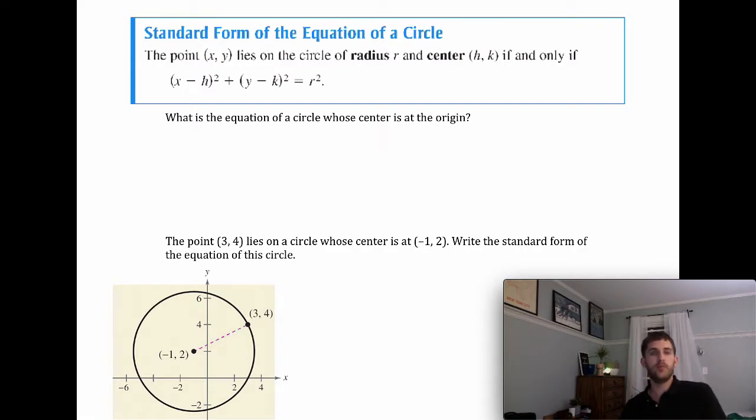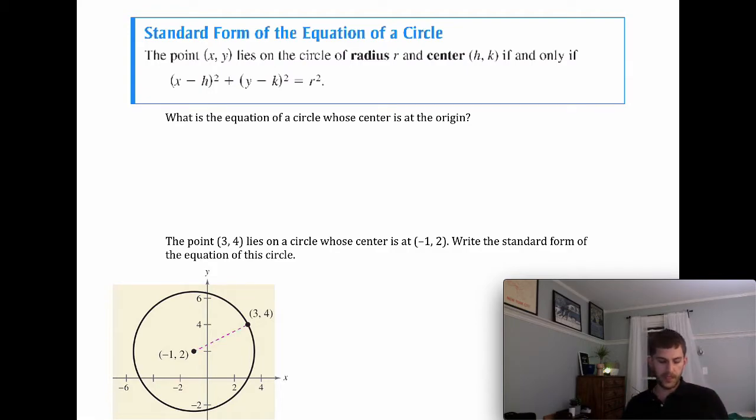All right, last part of 1.2, the standard form of the equation of a circle. So the point x, y, say it lies on a circle, so it's on the outer edge of a circle, and it's got a radius r, it's a good label for radius, and its center at some coordinates h, k. This is true if and only if the equation that we see here is also true. So really what this is just saying is, here's the standard form of an equation.